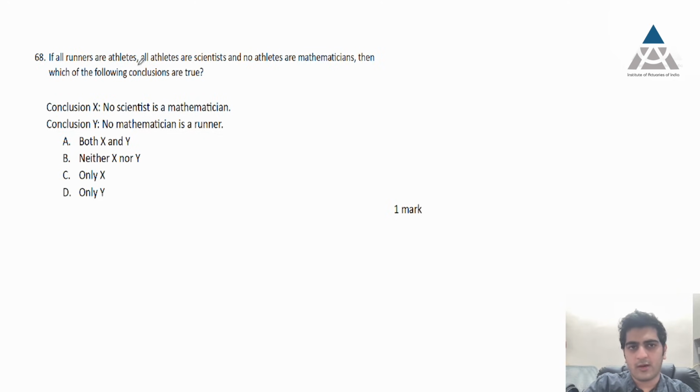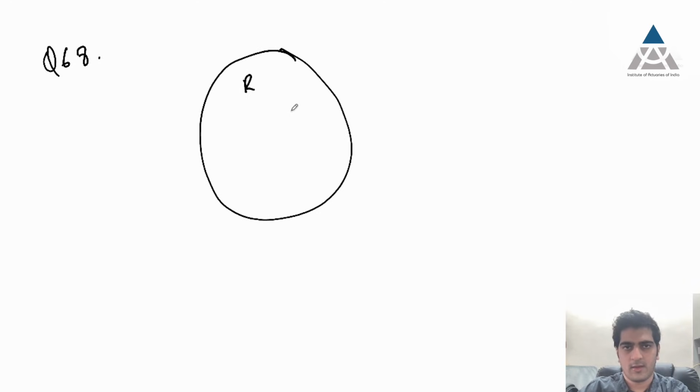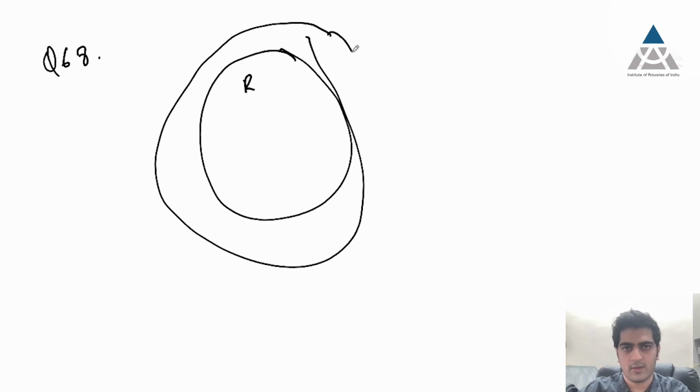So it says, if all runners are athletes, all athletes are scientists, and no athletes are mathematicians, then which of the following is true? And then you have 2 conclusions. So let's see. All runners are athletes. Very carefully. So all runners, this is the runners, all of them are athletes, which means athletes is a circle outside of this. Sorry. So all runners are athletes. The opposite is not directly true, right? All athletes are not runners. Athletes could be others, but all runners are definitely athletes.